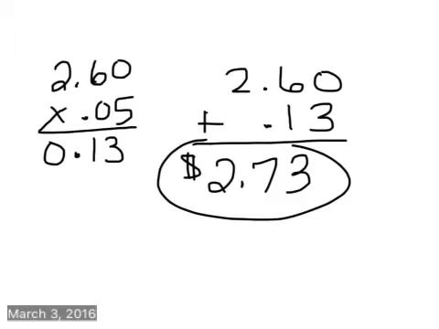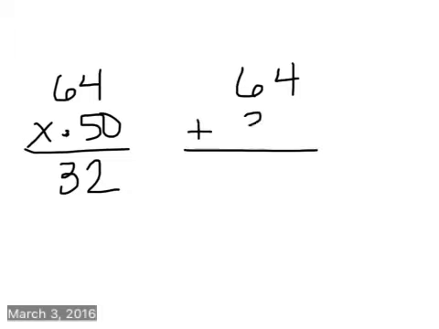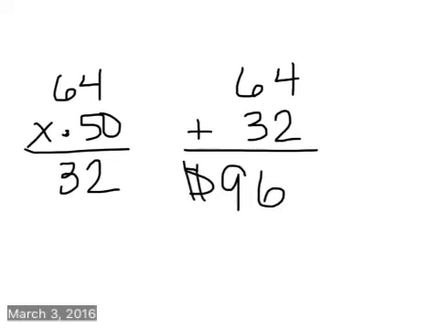Number 4 talks about a file cabinet that costs $64. The markup is 50%, so I'm going to multiply it by 0.5. That'll give me $32. So then to find the final price, I take the 64, which was the cost, plus the $32, which is the markup, and the file cabinet sells for $96 total.